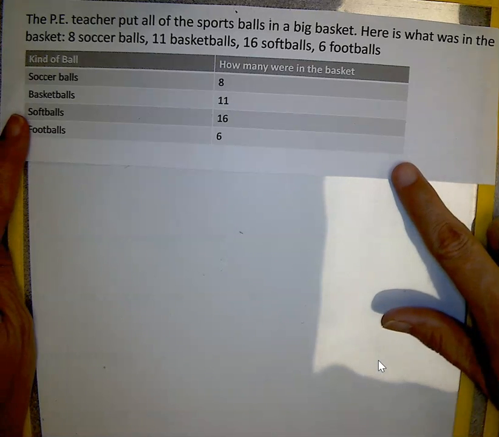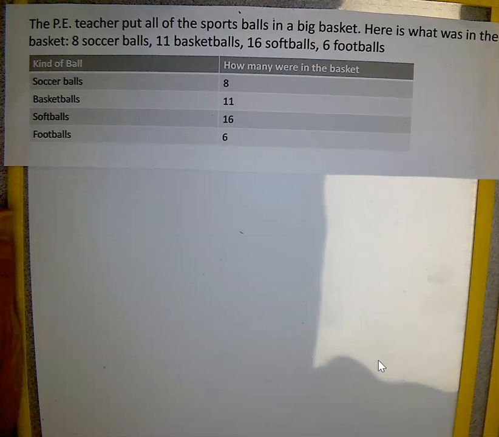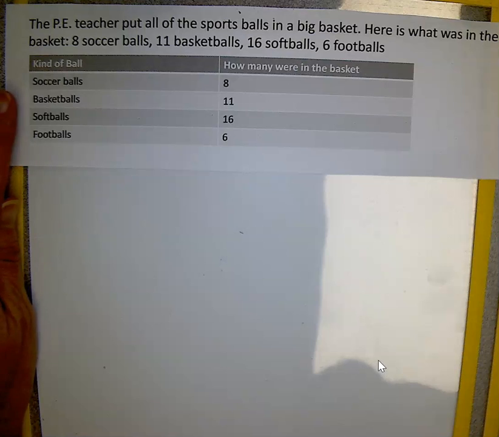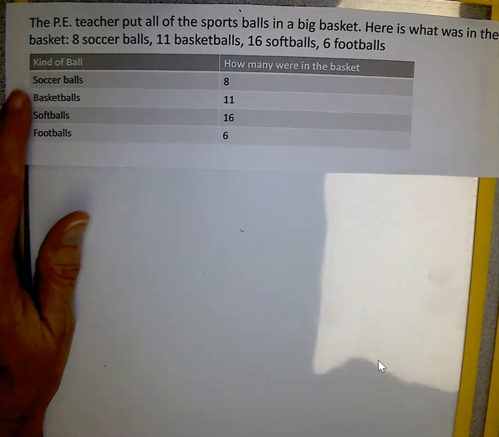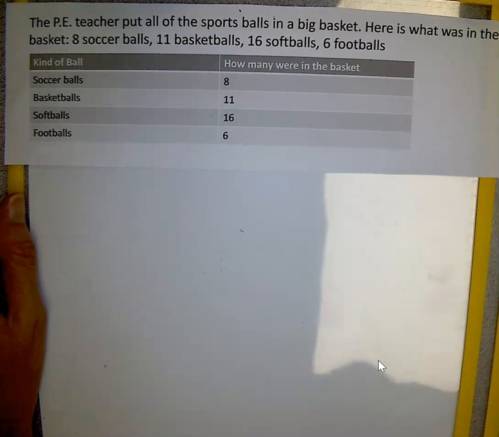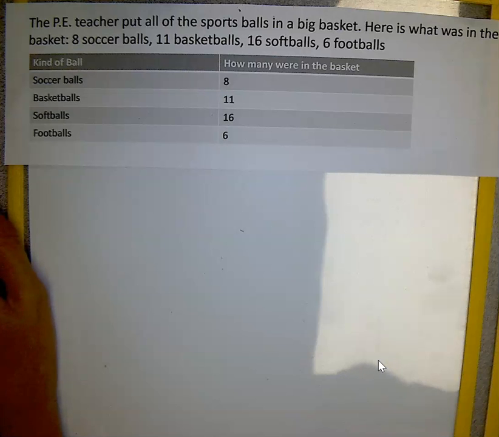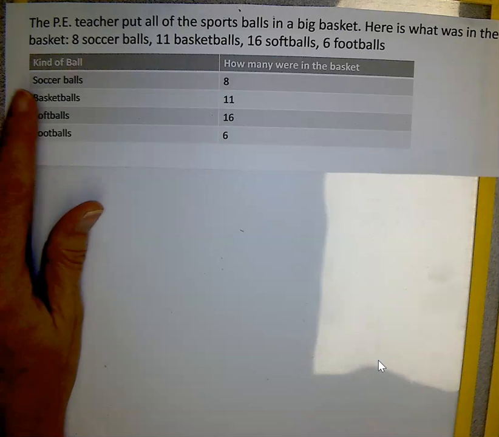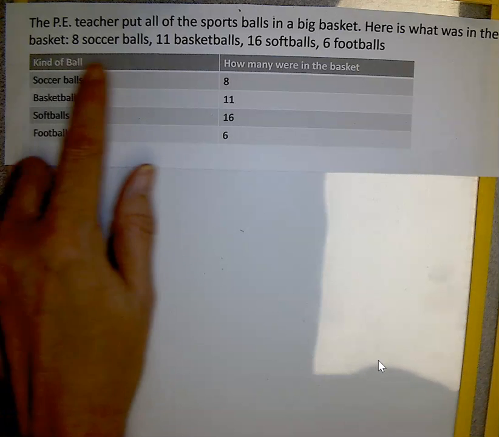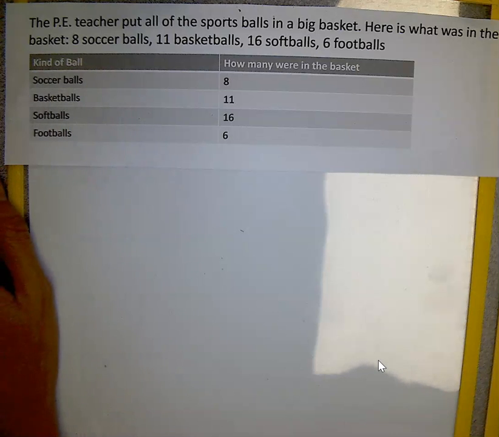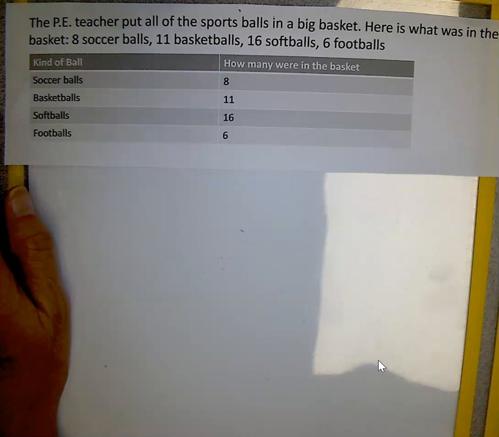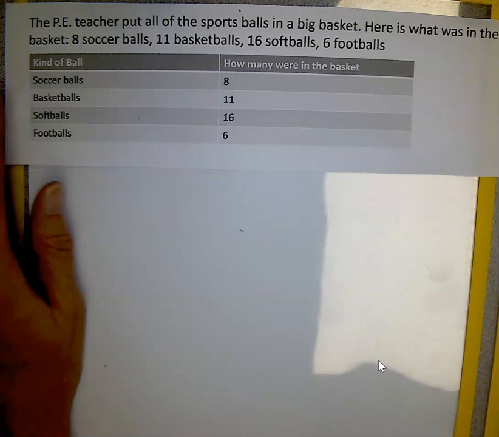So here in front of us, you see kind of like a chart, and it's got some information on it. What are you noticing about the information? That's right, there's all kinds of different types of balls listed. And over here in this column, there are some numbers. So one thing about data is it has a title here, and it's going to tell us what type of data this is. Let's look.